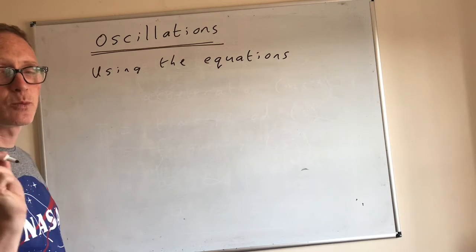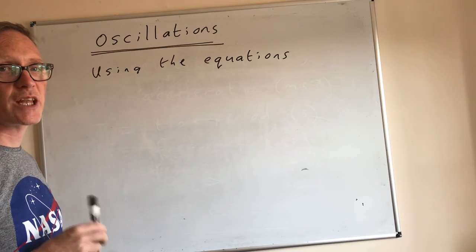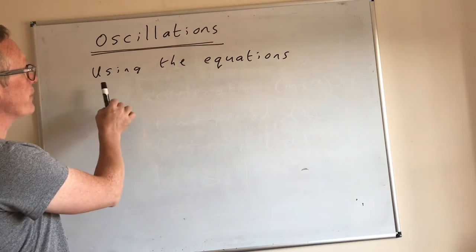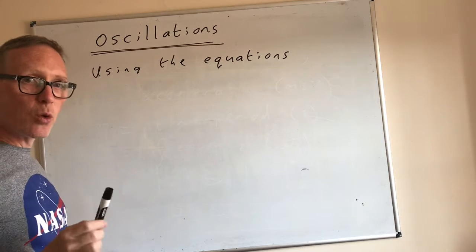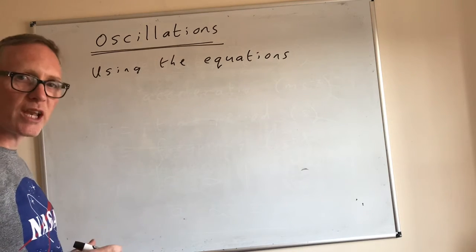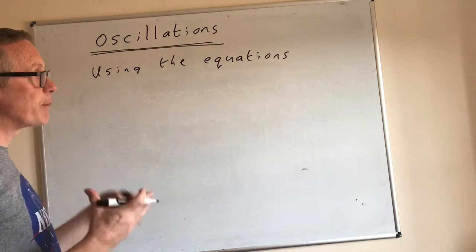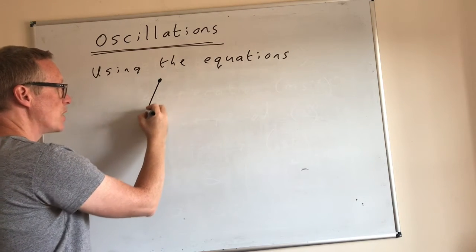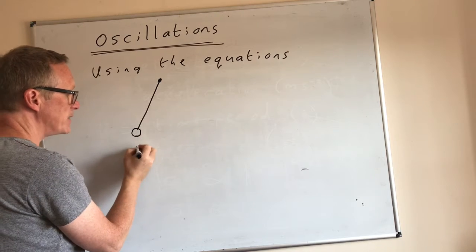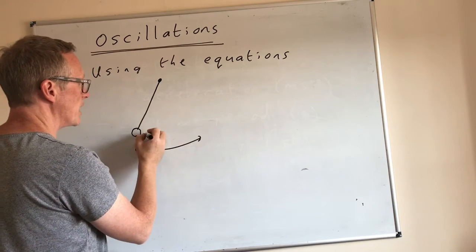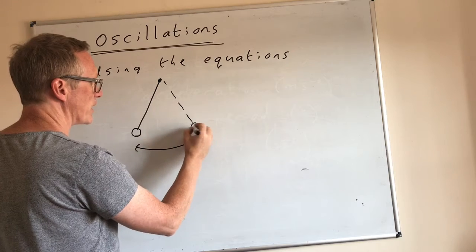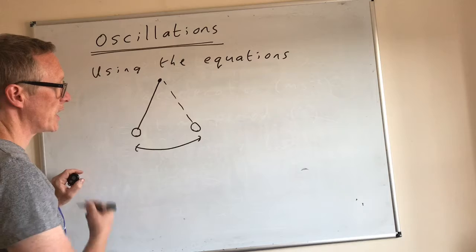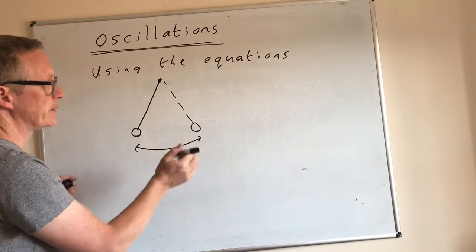Hi, and welcome to this lesson about oscillations in our simple harmonic motion topic. Today we're going to focus on how we use the equations for something that is oscillating. Just to remind you, in previous videos, we saw that things like a pendulum, something swinging back and forth, would engage in simple harmonic motion as it wobbled back and forth.